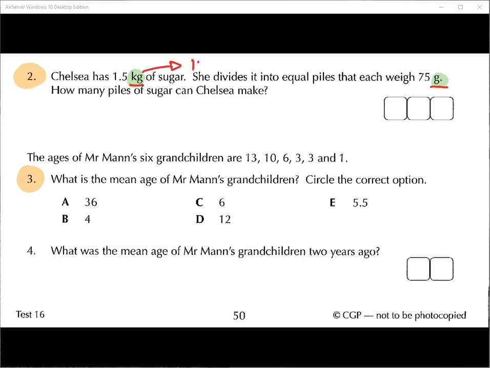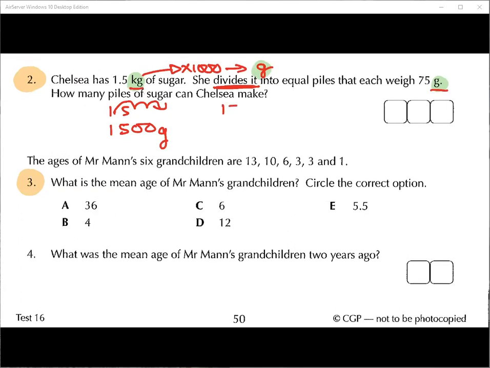Yeah, times them by 1,000. So you times them by 1,000, and that changes them into what? 1,500. That changes them into grams, so then the units match. So 1.5 is 1,500 grams. Now it says here, what's the key word here? Divides it. So 1,500 divided by 75. They're both grams. We don't need to put the grams in there.